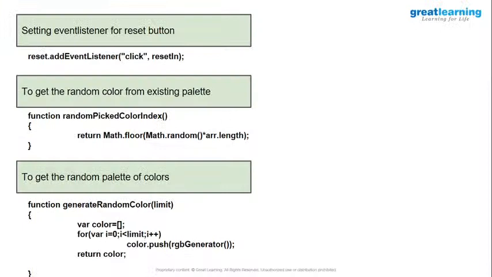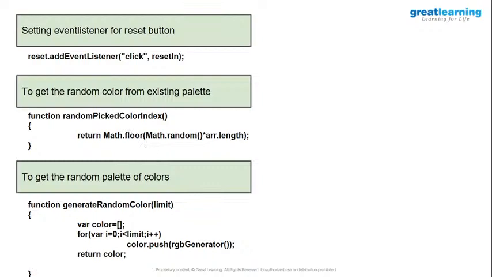Now, to get a random color from the existing colors, we need that color. It will make sense, listen to me carefully. Whatever colors are present in those squares, we need one of them so that we can put that color in the header tag. So this is how we do it: we just pick one of the indexes from that array that we built.